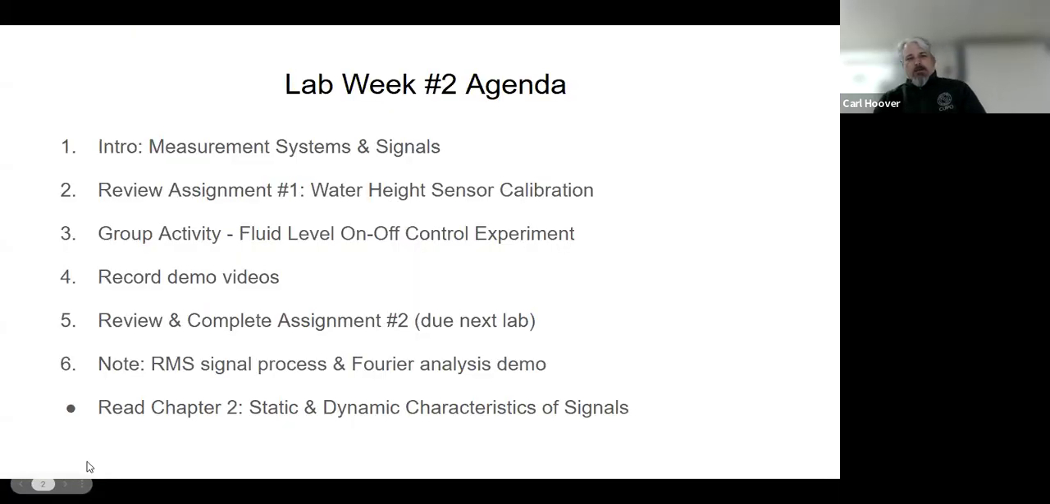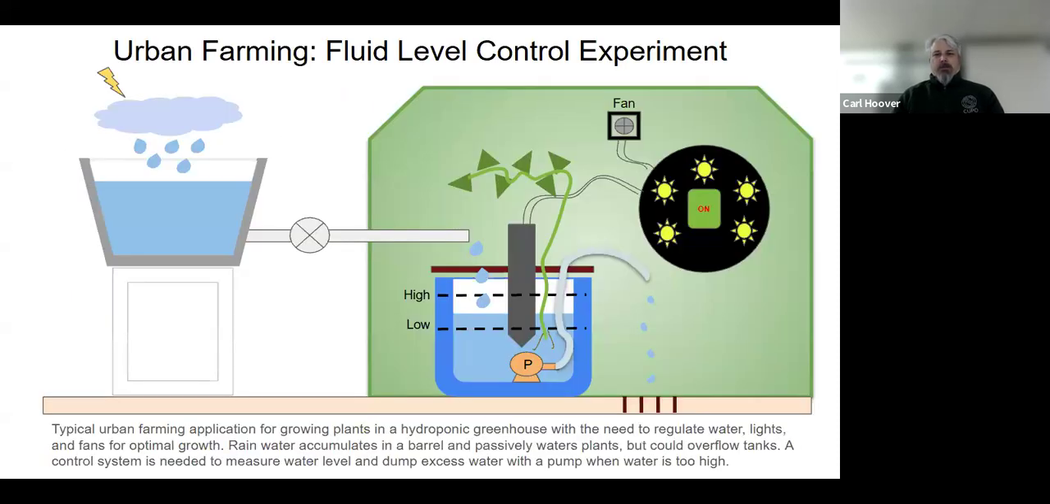So this is the agenda for week 2. We will touch base on the water height sensor calibration from week 1, and then we'll get into and do most of this experiment, hopefully in lab, and we'll hopefully record some demos. There's a little bit of post-lab that's about signal processing with Fourier analysis as well. The graphic for this lab is shown here.